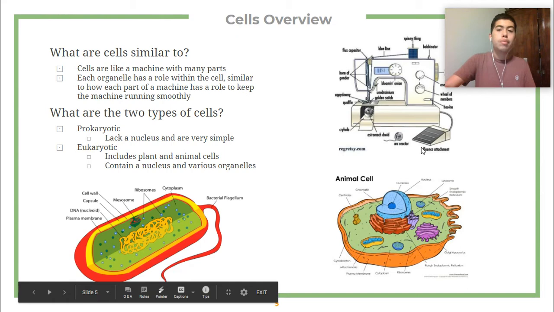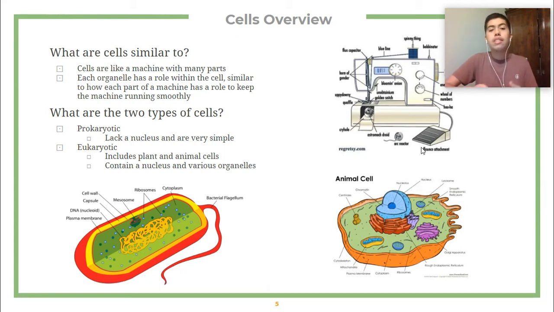So up here we have a machine, and each part of the machine does something different in order to let the machine work efficiently. And it's very similar in a cell. Each organelle has a different role in the cell, and that helps keep the cell healthy and keep it running smoothly. So machines and cells, they're very similar, and that's an easy way to compare cells.